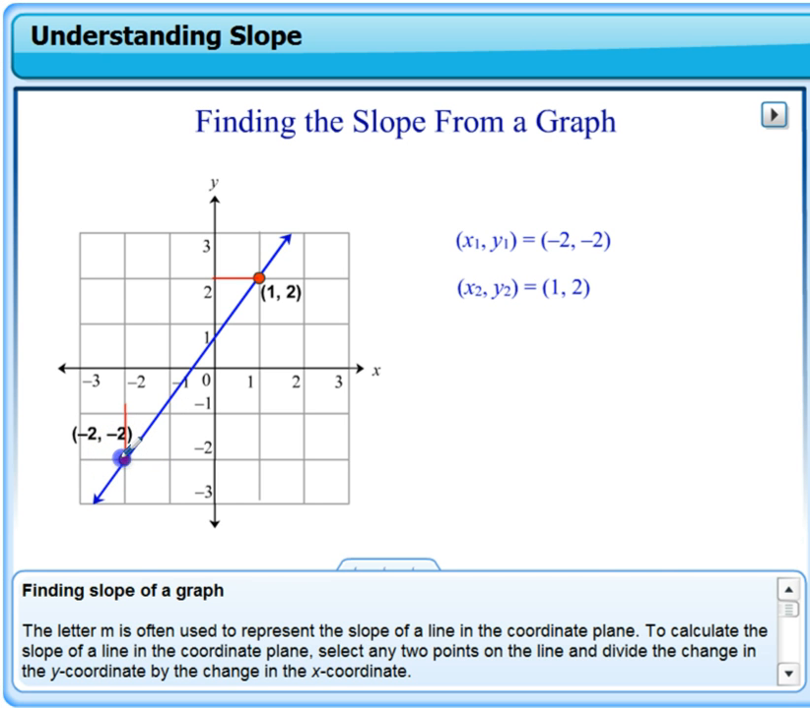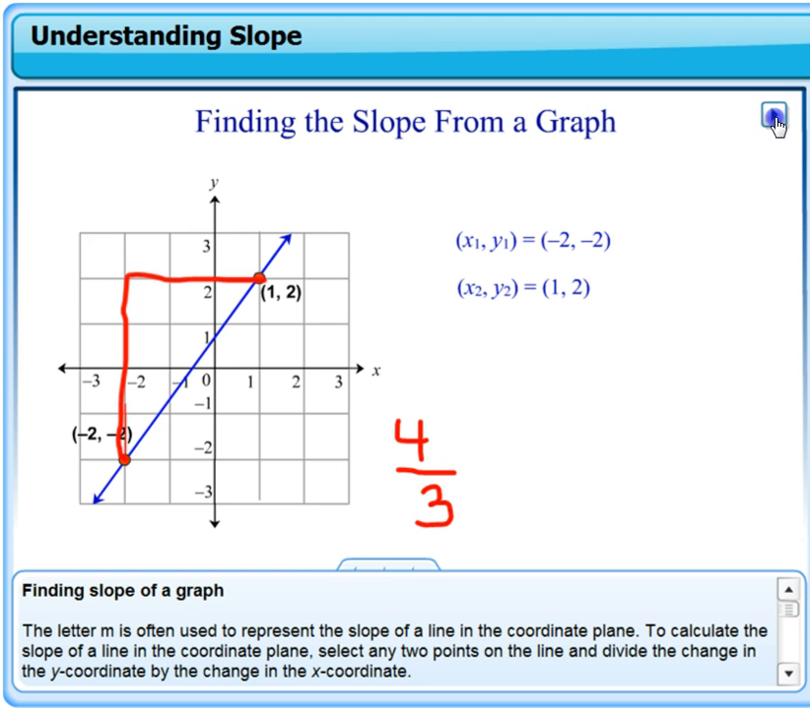So the rise in this case is 1, 2, 3, 4. The run is 1, 2, 3. So the slope of this line is simply 4 over 3, which is rise over run.